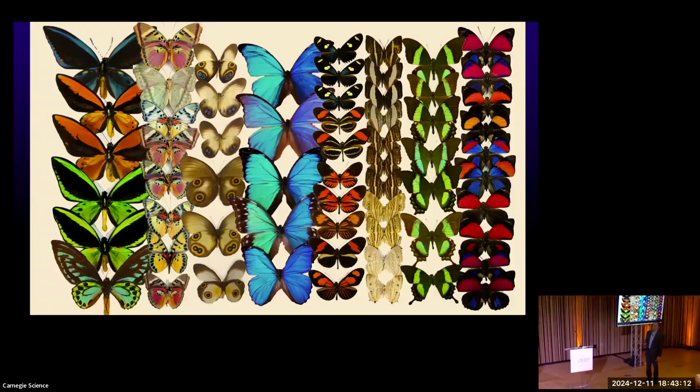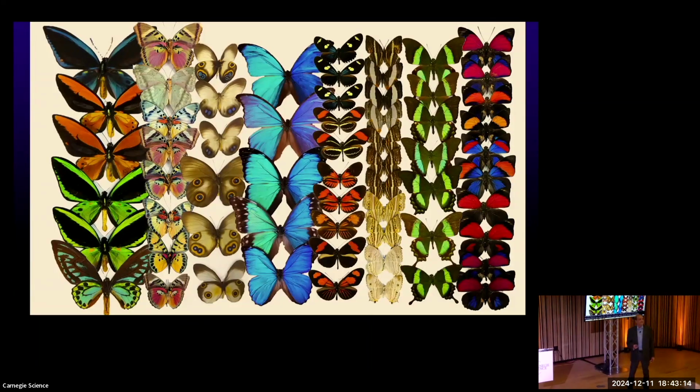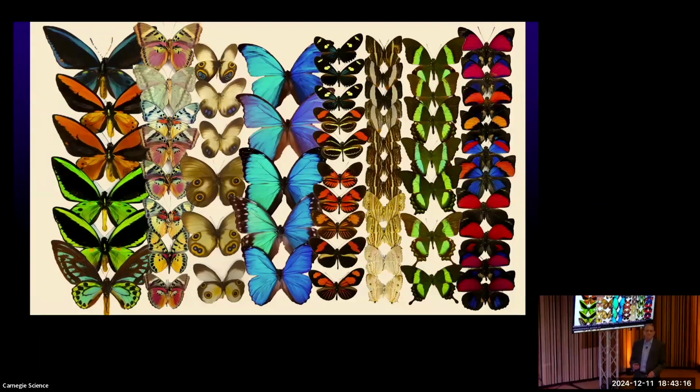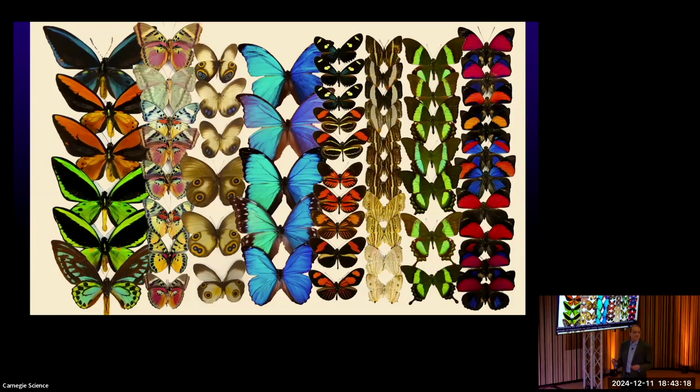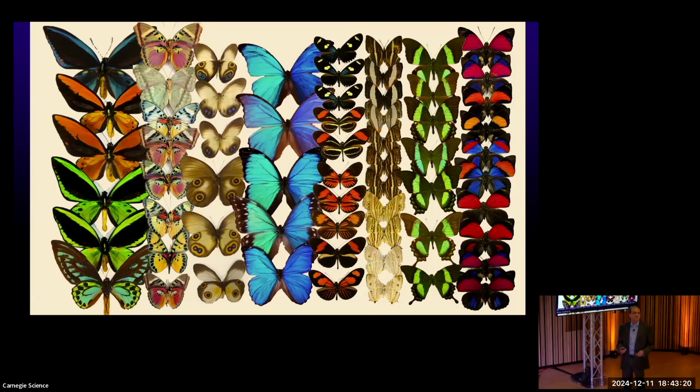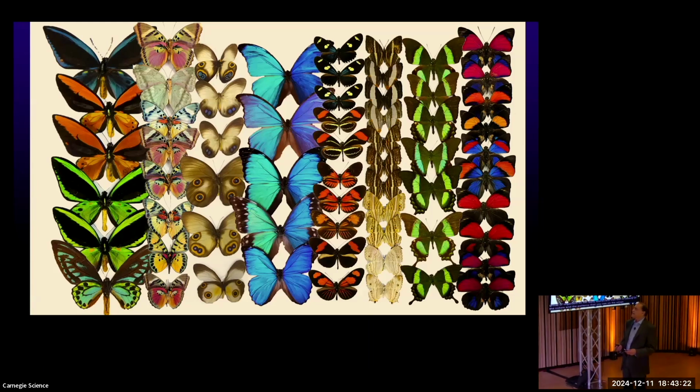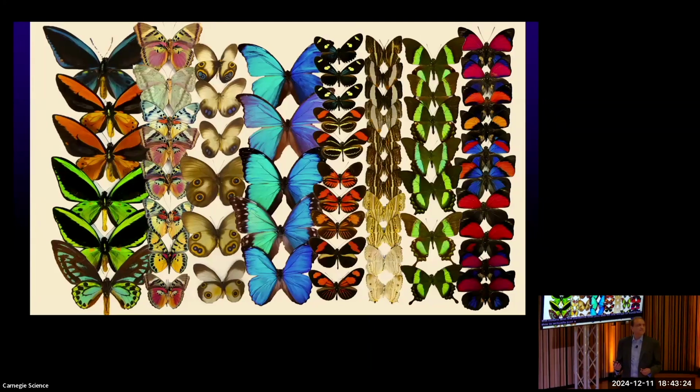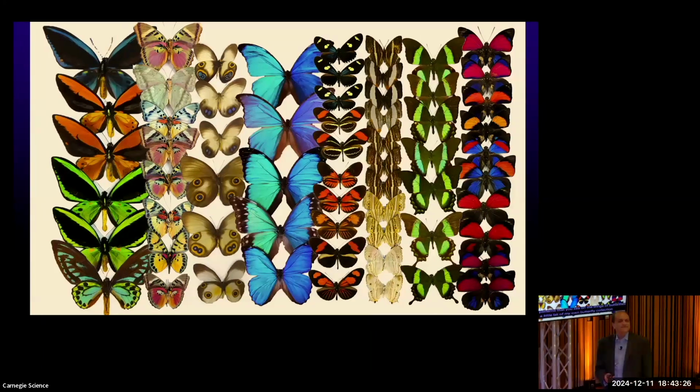So I think you'll all agree that butterflies are a fairly charismatic group of organisms. So we really appreciate the sort of beauty of the colors and of the patterns that you see on the wings of butterflies. And this is actually just a little bit of my own butterfly collection. And so this really has inspired me to actually try to do research on a number of things.